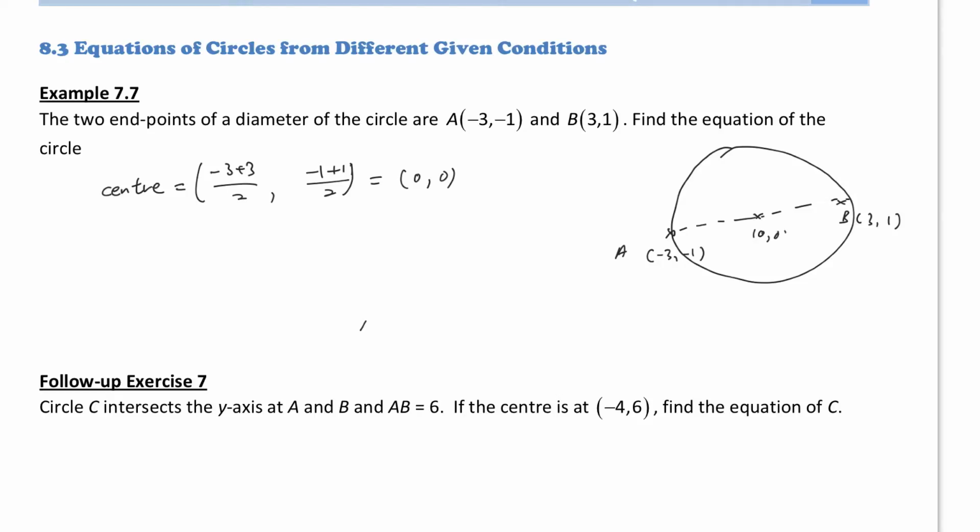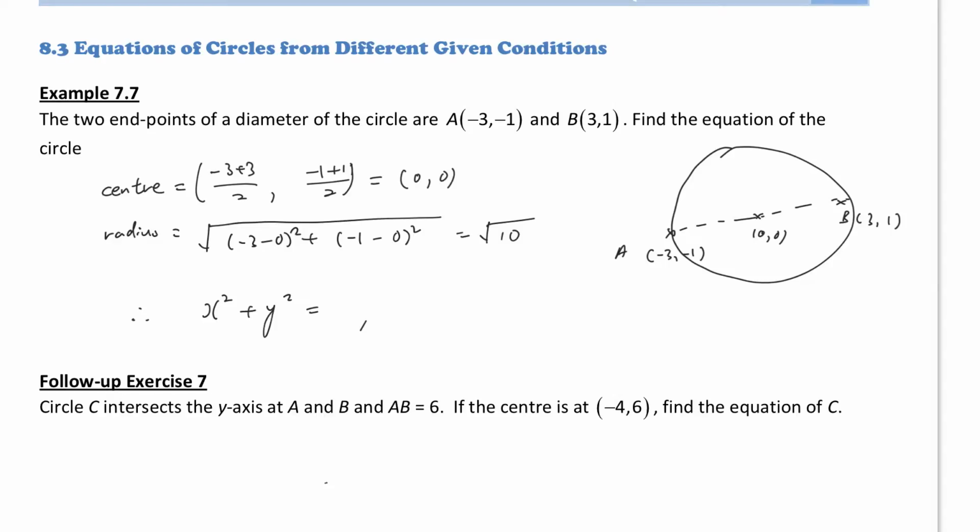How to find the radius? Because I know the coordinates of the center, I can find the distance between O and A. Then done. The radius is equal to the square root of negative 3 minus 0 squared plus negative 1 minus 0 squared, which is equal to the square root of 10. The equation of the circle: x minus 0 all squared, that means x squared, plus y squared is equal to the square of the radius, which is 10. This is the final answer.